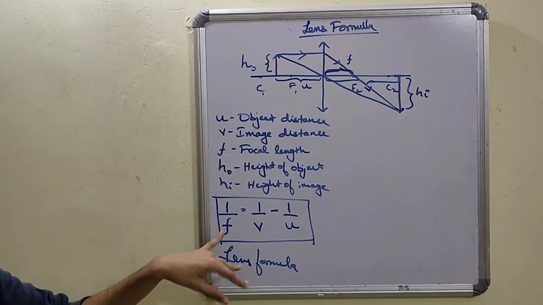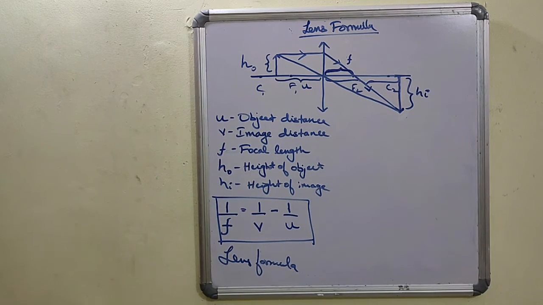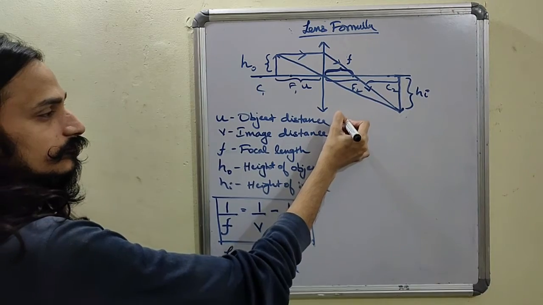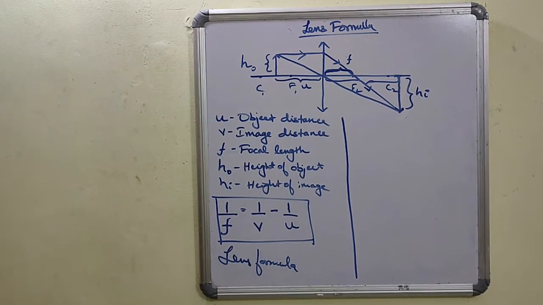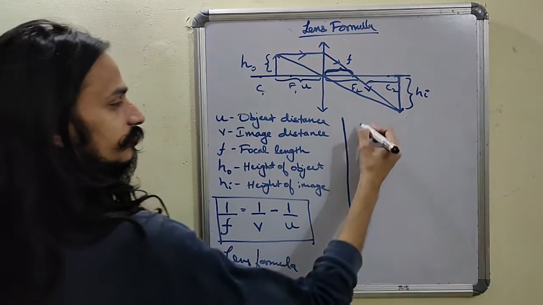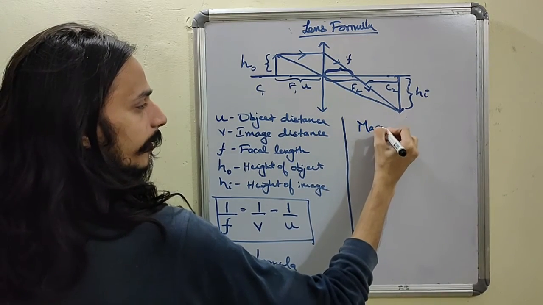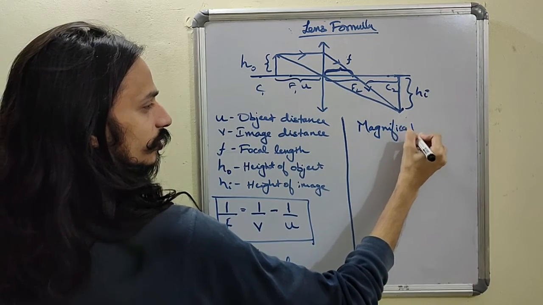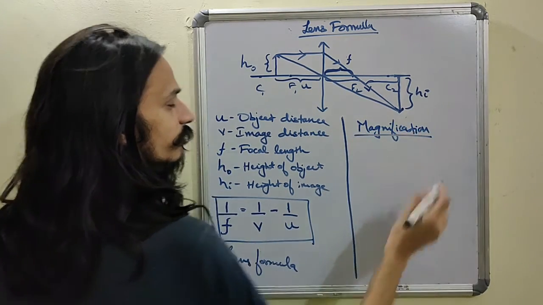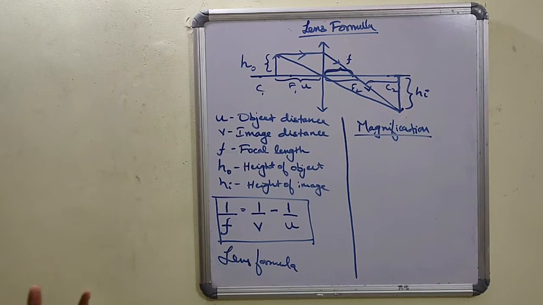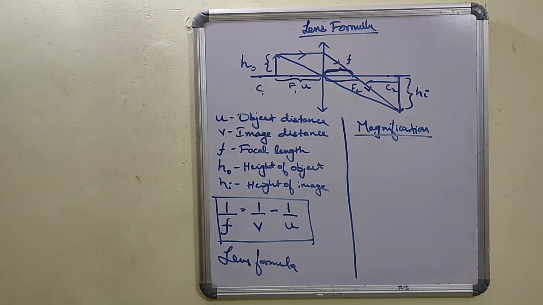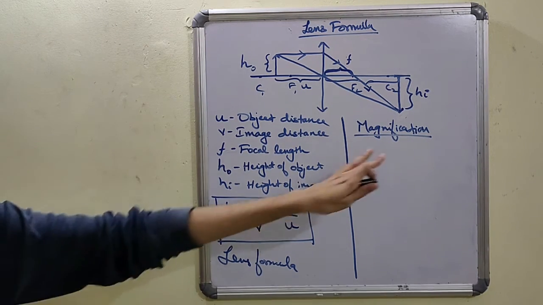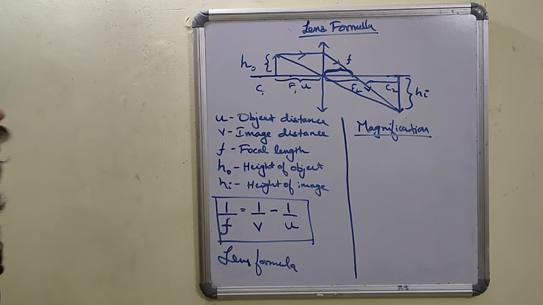This only uses three values, that is f, u and v. Now there is another formula that we can use that uses the object size. There's another term that we call magnification. By magnification we mean how much the size is changing. Is the object smaller than the image? Is the object bigger than the image? That size factor can be calculated using the magnification formula.